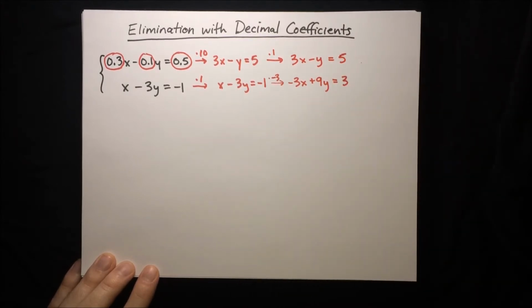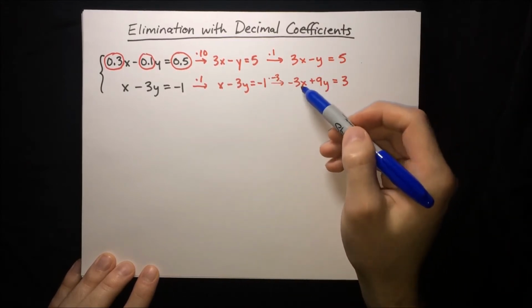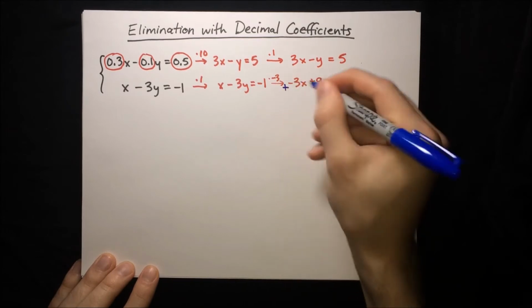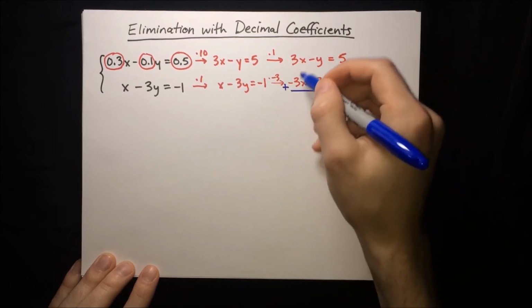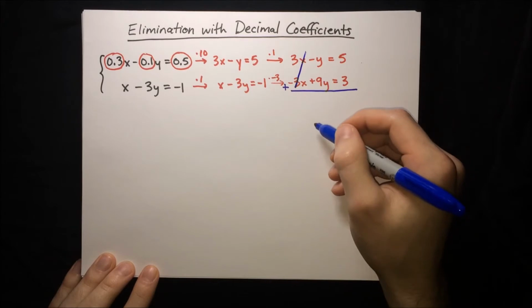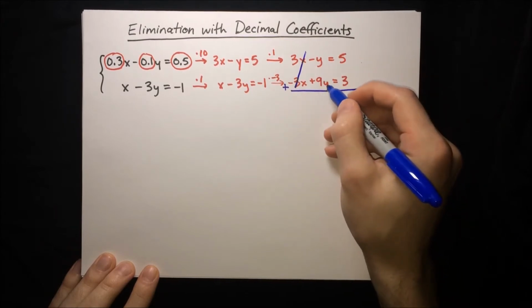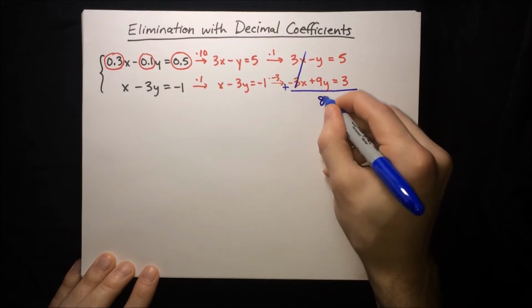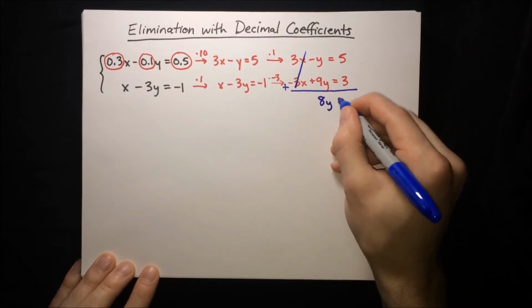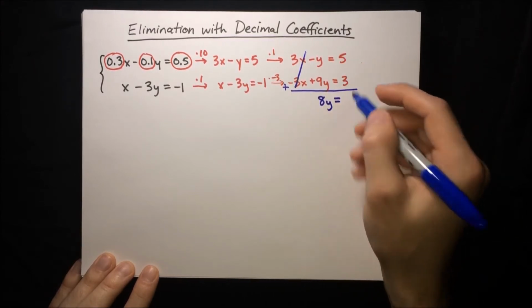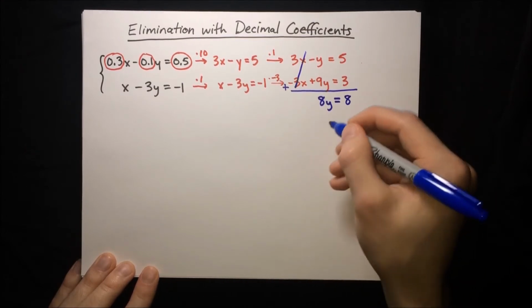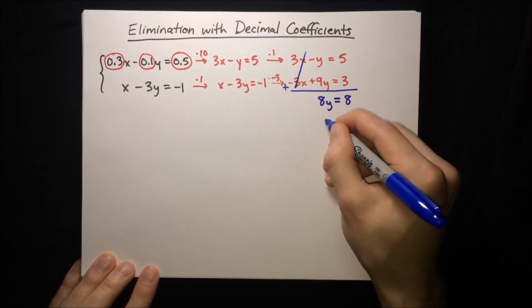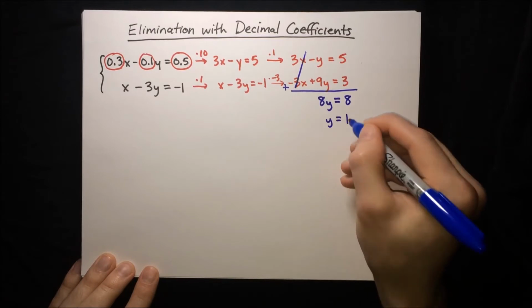Okay, so now we have our 3 and -3, and if we add the equations, those will cancel. -3 plus 3, that's just 0. And then -y plus 9y, that's like 9y minus y, so 9 minus 1 is just 8y. That equals 5 plus 3, which is also 8. So dividing by 8 here, we can see that y equals 1.